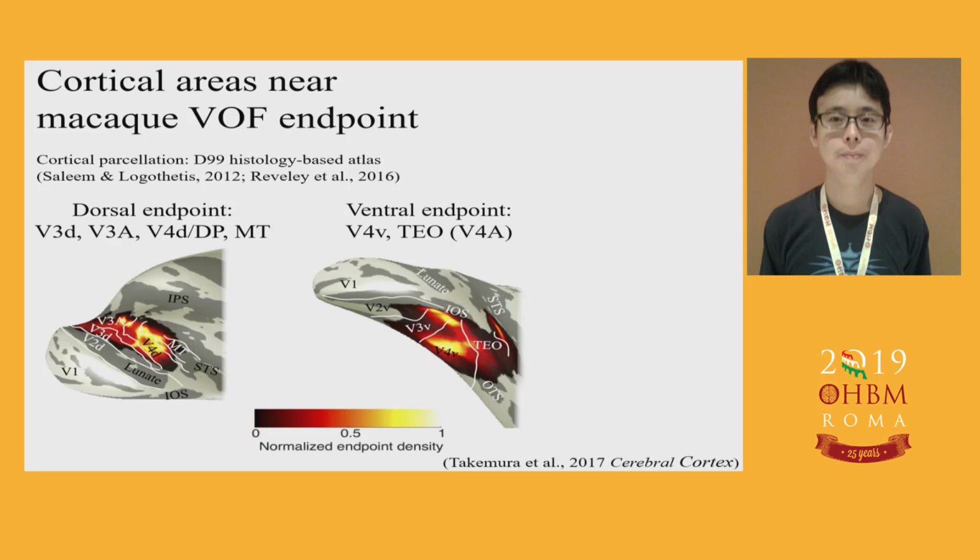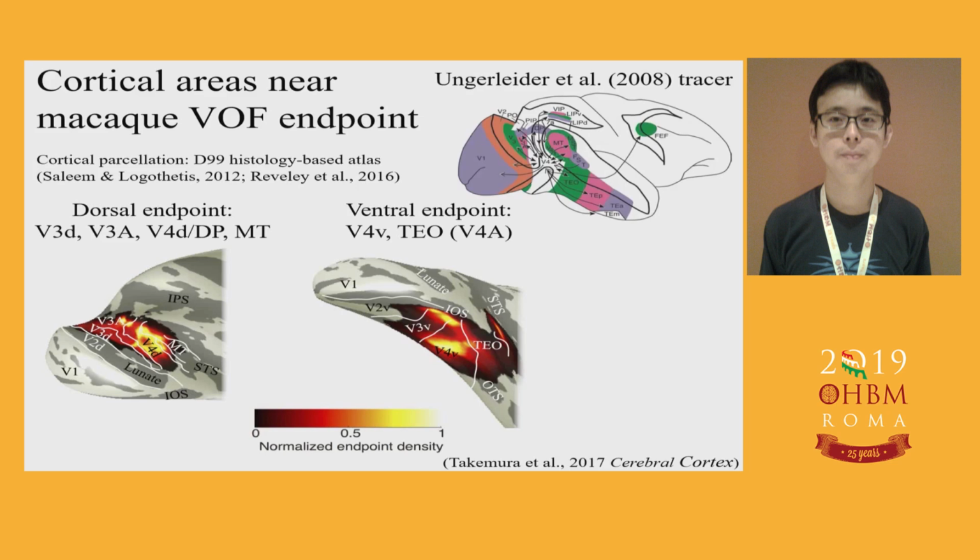Also, we can parcellate the macaque brain based on histology-based atlases, then look at which cortical areas the VOF may terminate in. According to our observation, the VOF in macaque terminates in V3, V3A, V4, and MT in the dorsal area, or V3, V4, and TEO in the ventral area. This observation is consistent with a number of tracer papers, like this one from Leslie Ungerleider's paper, reporting the bidirectional connection between V3A and ventral V4 using both anterograde and retrograde tracers.